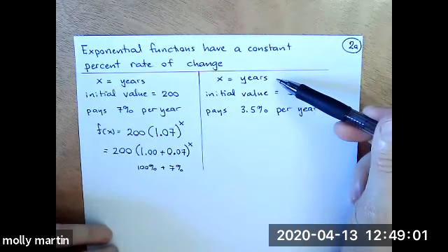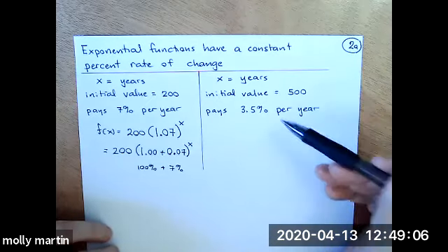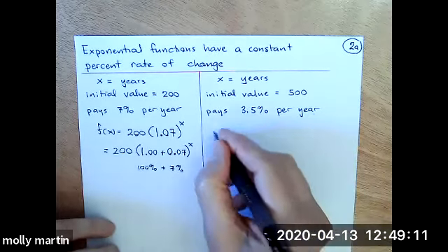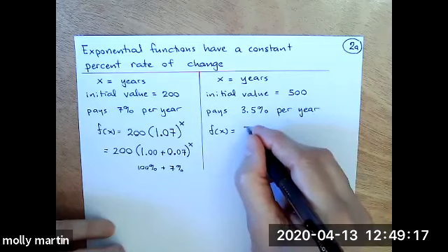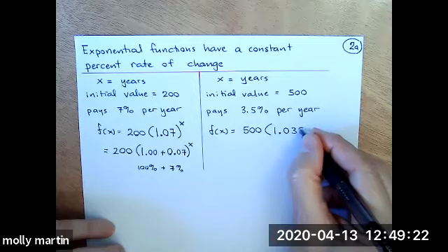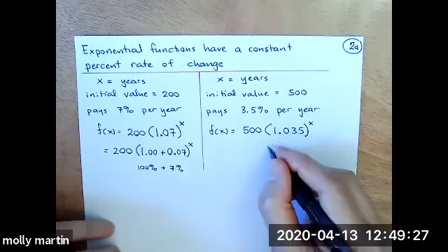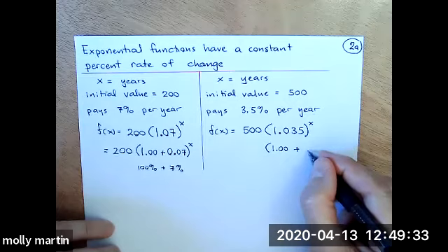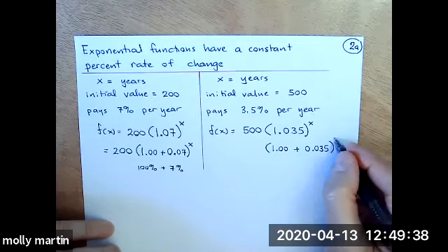If x is the number of years and the initial value is $500, you put it into an account that pays 3.5% per year, then your function will be 500 times 1.035 to the x. 1.035 is 100% plus 0.035, 3.5%.